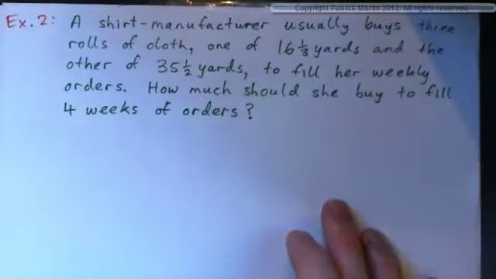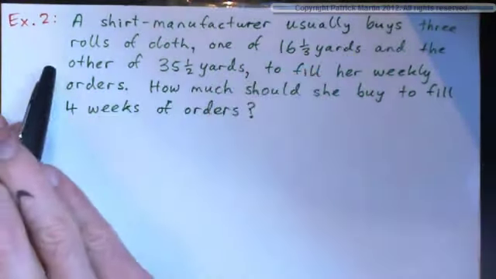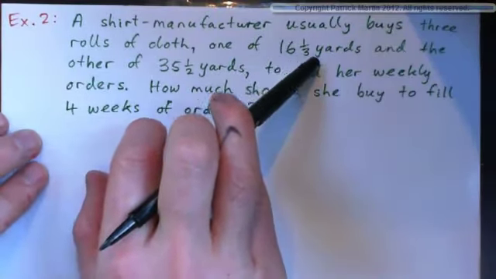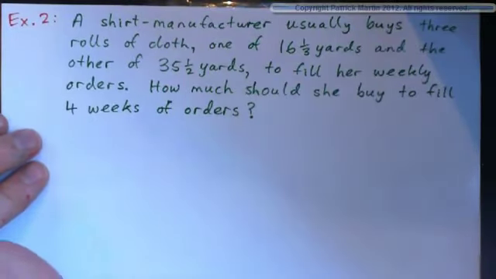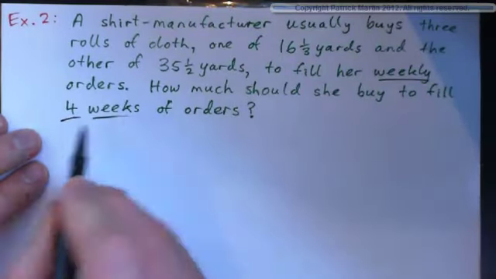Alright, let's have a look at example 2. A shirt manufacturer usually buys 3 rolls of cloth, one of 16 1/3 yards and the other of 35 1/2 yards to fill her weekly orders. How much should she buy to fill 4 weeks of orders?